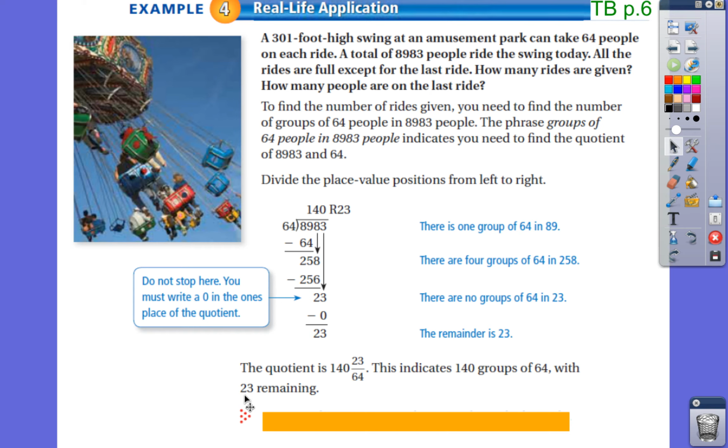Now in this case, we can't do half a ride. We have to have 140, but there's still 23 people left to go. So in this case, they do need to add another ride in order for those people to go on it. So our answer is 141. If we just did 140 rides, there's still a remainder. So the total rides for the day is 141.